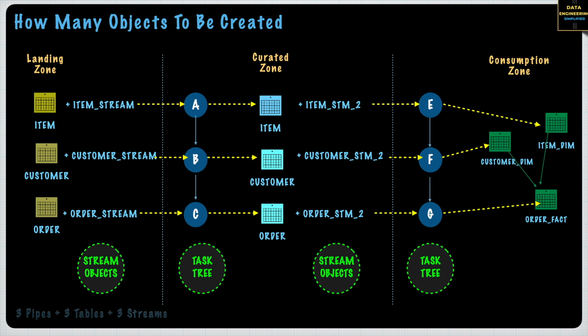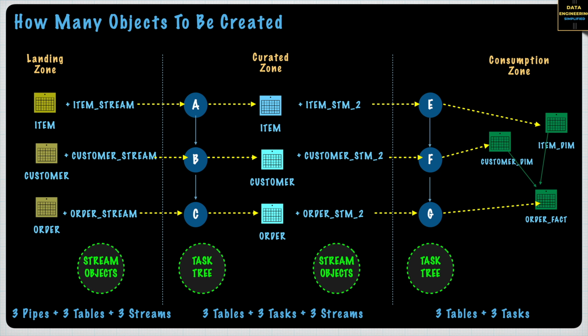So if you calculate, we need 3 pipes, 3 tables, and 3 streams under the landing zone, 3 tables, 3 tasks and 3 streams under the curated zone, and 3 tables and 3 tasks in the consumption zone. Total 24 objects for this structure and for this pipeline. We may need a stage object and a file format and maybe a few sequence objects if required.